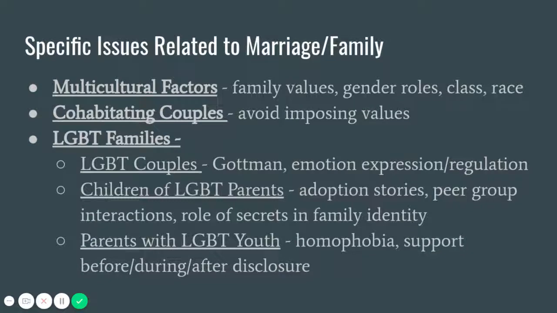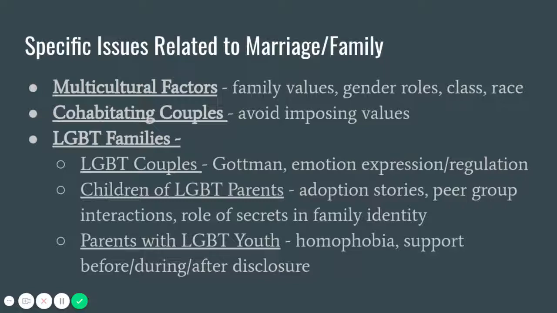Cohabitating couples, particularly for Christian therapists, it's important to avoid imposing your values onto them and use any of the methods that we've already talked about, depending on their presenting problem. And then LGBT families, there are three areas that you might encounter. One is LGBT couples, and the Yarhouse and Sells book recommended CBT and Gottman approaches, and specifically noted research around higher levels of emotional expression with LGBT couples, and so it's effective to help them learn emotion regulation skills.